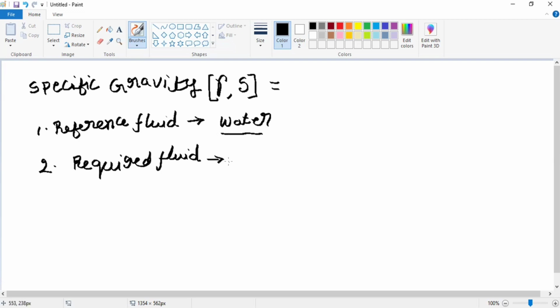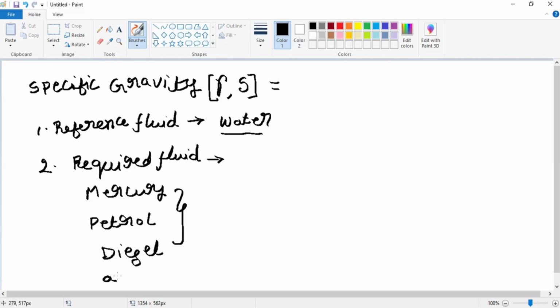Required fluid means, in any problem, if they give some particular fluid, suppose in some problems they give mercury, or petrol, diesel, or any fluid or air. In some problems they may ask about the air, like that. So these are the required fluids. So the reference fluid is the water, and all the remaining fluids are considered as the required fluid.